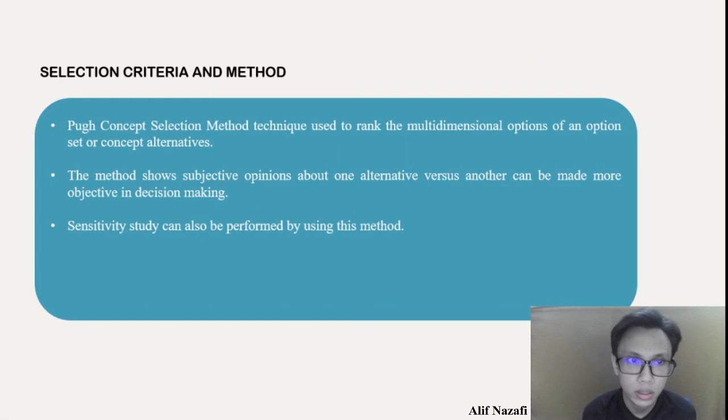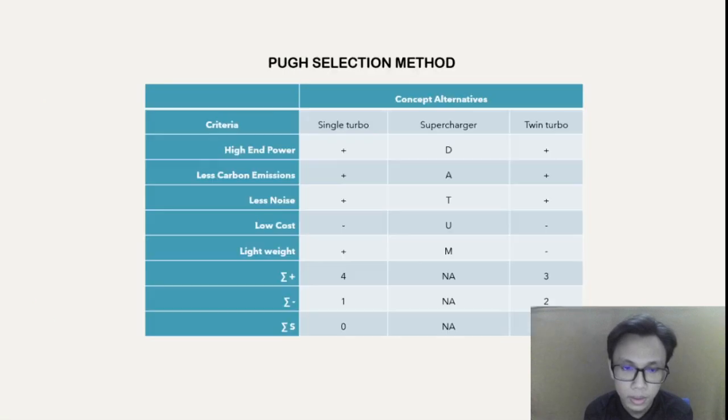Next, I will present on the selection criteria and method. We chose the part concept selection method to rank the concept alternatives. We chose this method because it shows that subjective opinion about one alternative versus another can be made more objective in decision making. And a sensitivity study can also be performed using this method.